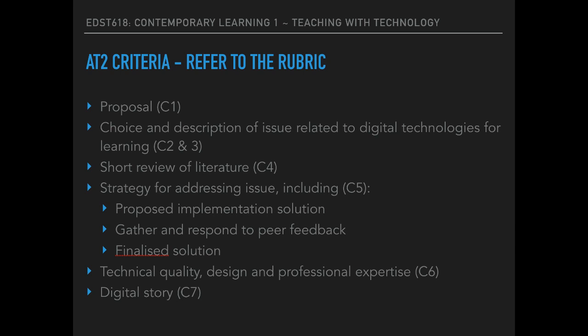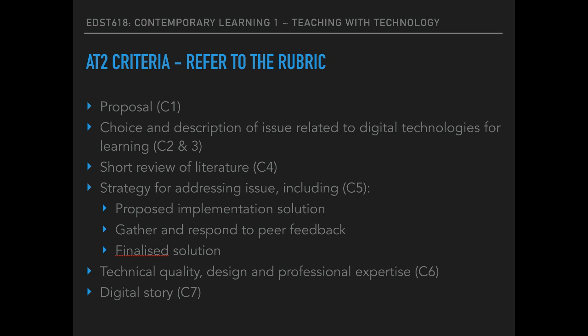You then want to elaborate on some of that information. You want to put forward your choice of the issue related to digital technologies and your description of that choice. This is you building upon what you mentioned in the proposal, and putting it into a more coherent, informative piece of writing. That's criterion 2 and criterion 3 on the rubric.